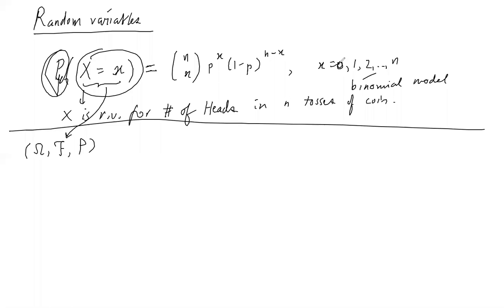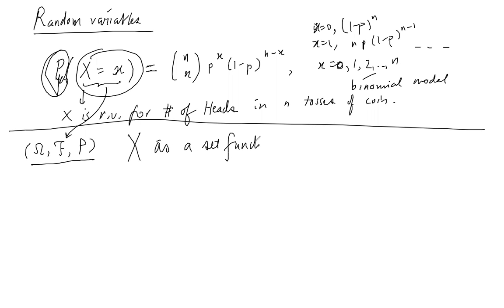For example, for the 0 outcome, I will assign the probability, in this case, (1 minus p) to the power n. For 1, I will assign the probability n p (1 minus p) to the power n minus 1, and so on. People just understand it like that. But since we studied this already, we can now finally understand it fully, where we understand X as a set function from omega to some image of omega.